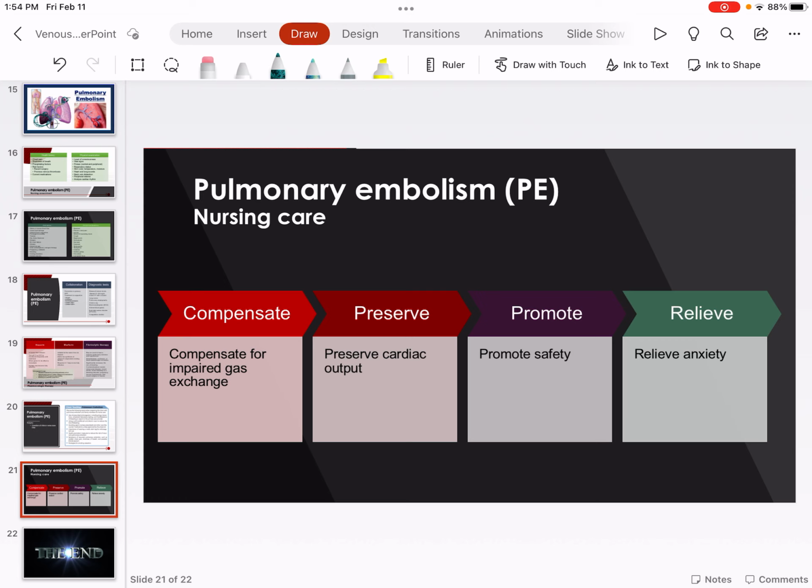Avoid invasive procedures, obviously, if someone has an anticoagulant or fibrinolytic therapy. And then relieve anxiety. So assess your client regularly, stay with them as able, explain things like procedures and treatments, reduce environmental stimuli, encourage family support, and administer analgesics.